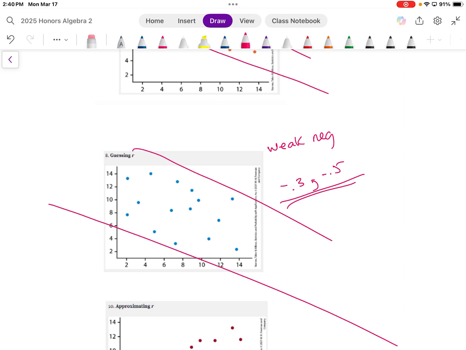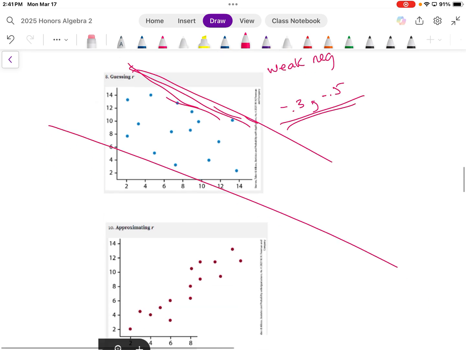They're not going to give me a bunch, but they'll probably give me one in that range, and then one that's a high negative, like a negative 0.8, and then give me some positives, or they'll give me a 0. Well, this one's definitely not 0 because we do see a trend. As the X increased, the Y decreased.